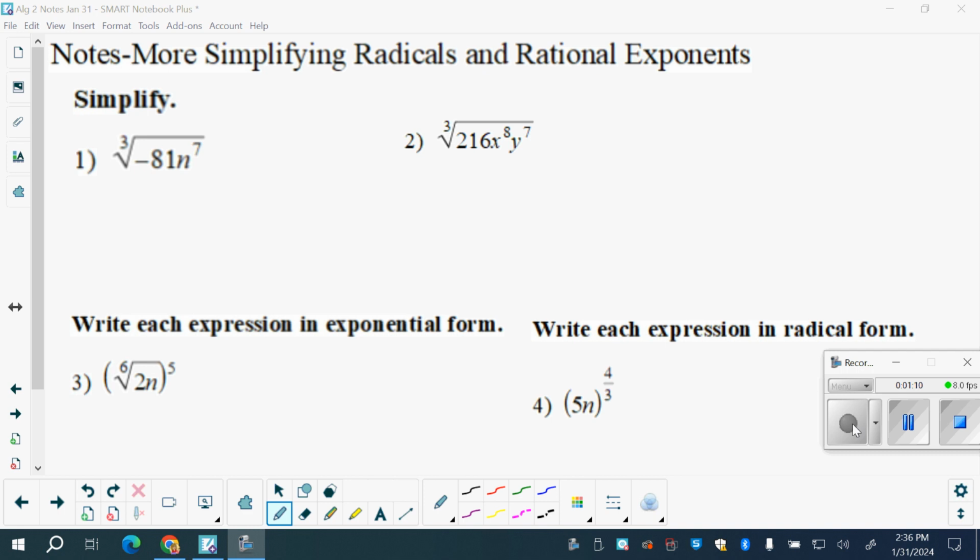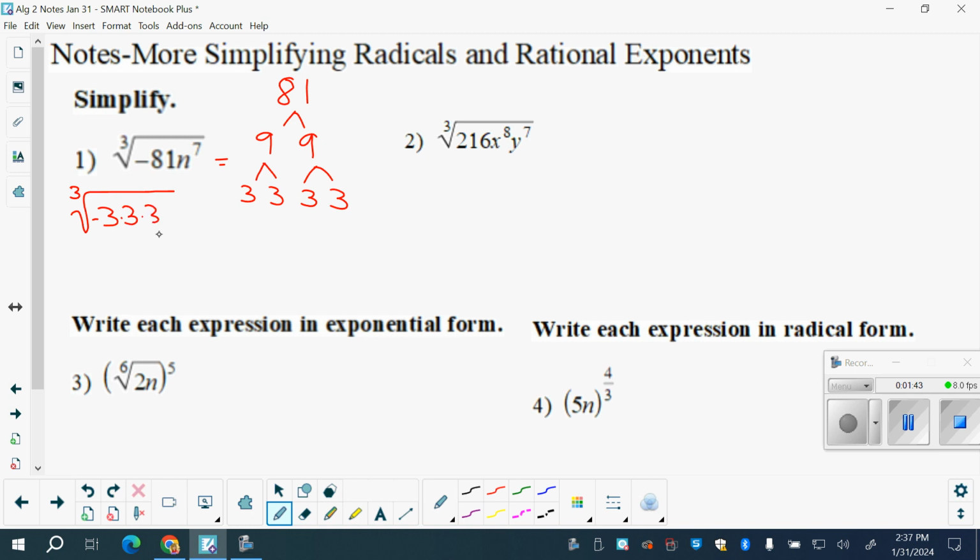So we want to figure out the cube root. We're going to do something with the 81. Find the factors of 81. So we're going to find our prime factors. What goes into 81? 9 and 9. 3 and 3. So it's the cube root of negative 1, 2, 3, 4 3s. How many n's? 7.